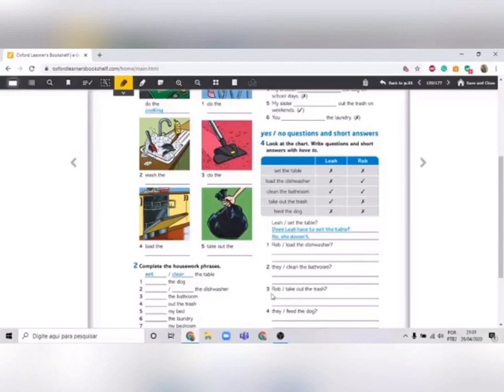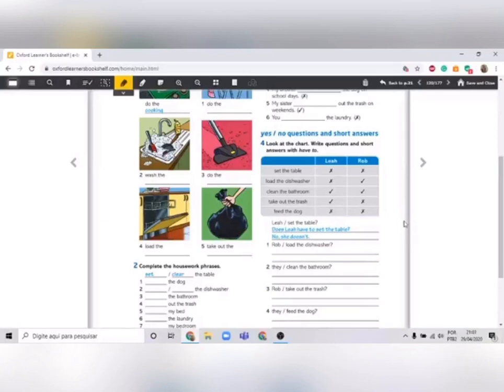Number 3, about Rob, take out the trash. So take out the trash, Rob is an X. Does Rob have to take out the trash? No, he doesn't. And number 4, they, both, about feed the dog, an X, an X. So the question is, do they have to feed the dog? No, they don't. So I will repeat.